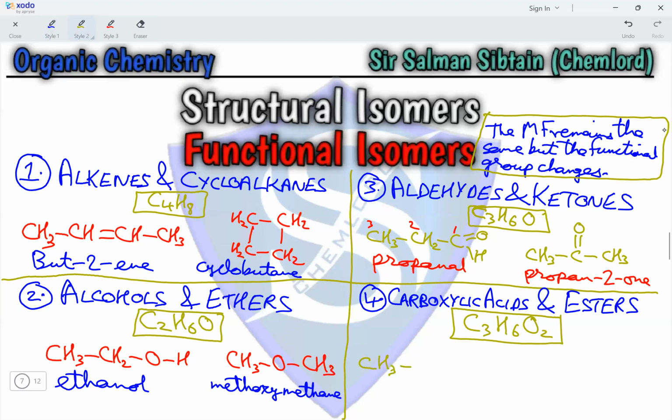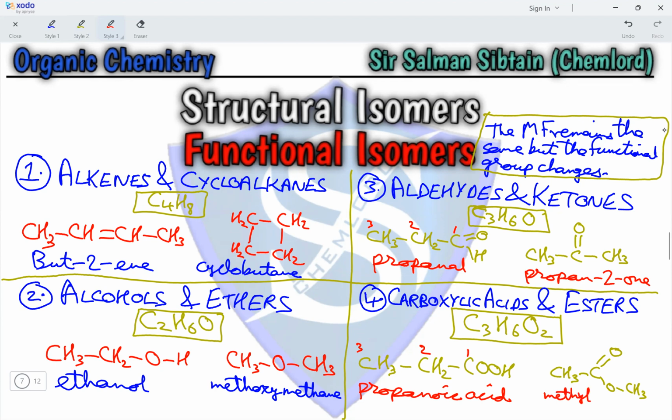CH3CH2COOH. The numbering would begin from the COOH carbon. So 1, 2, and 3. This will be called propanoic acid. And the ester that this would form would be CH3, C double bond O, single bond O, and CH3. And the name of this ester would be methyl ethanoate.